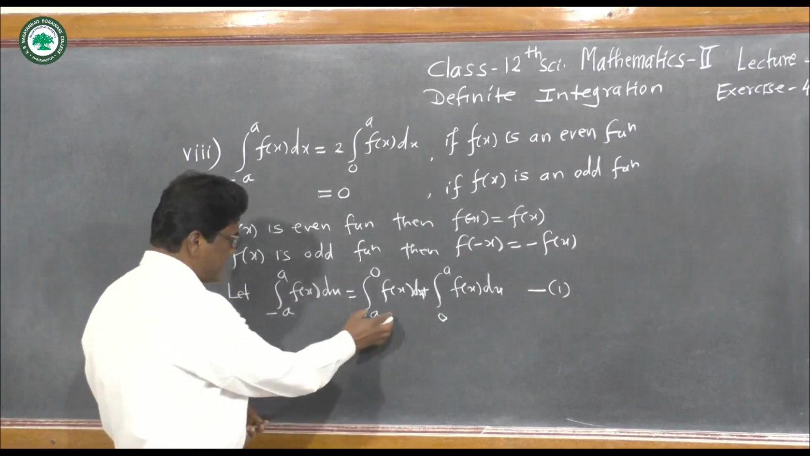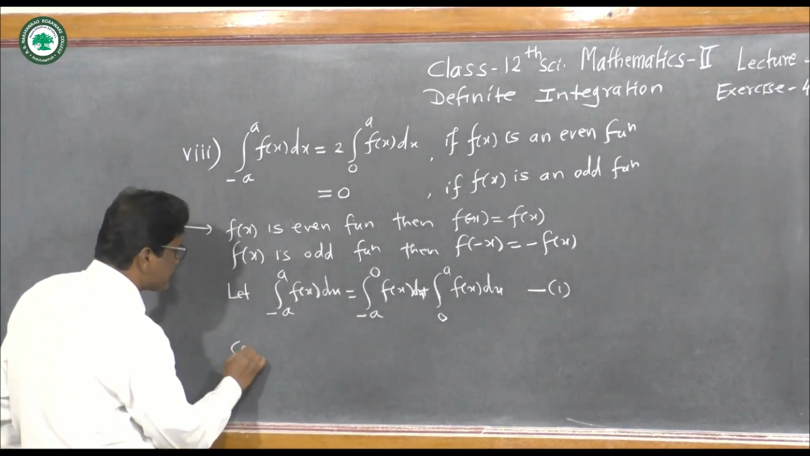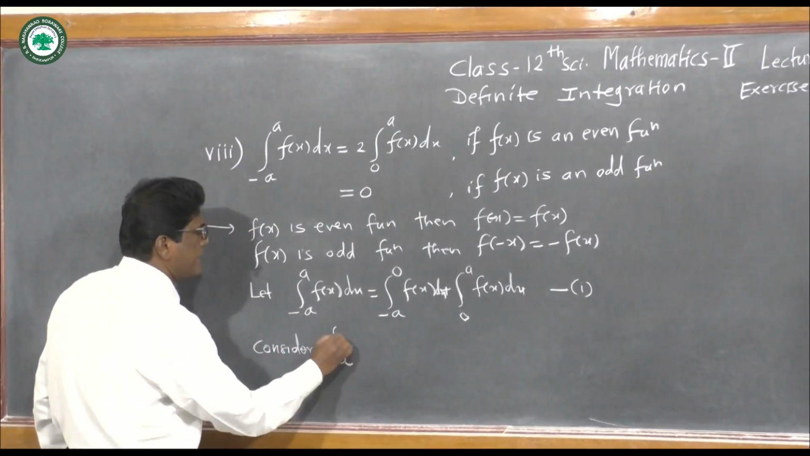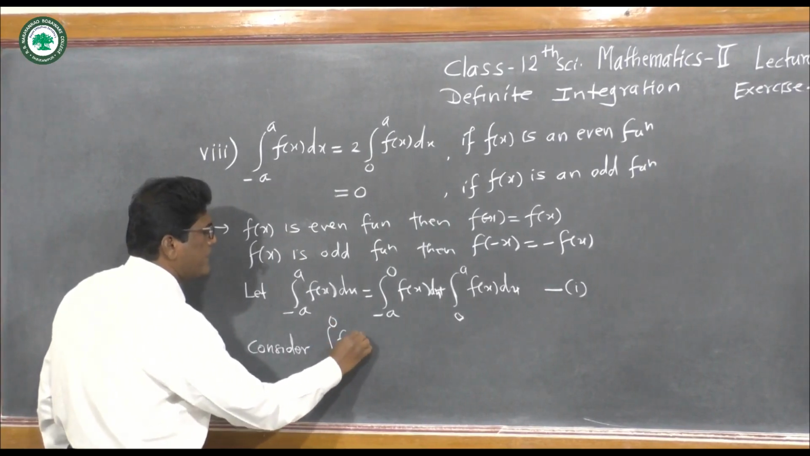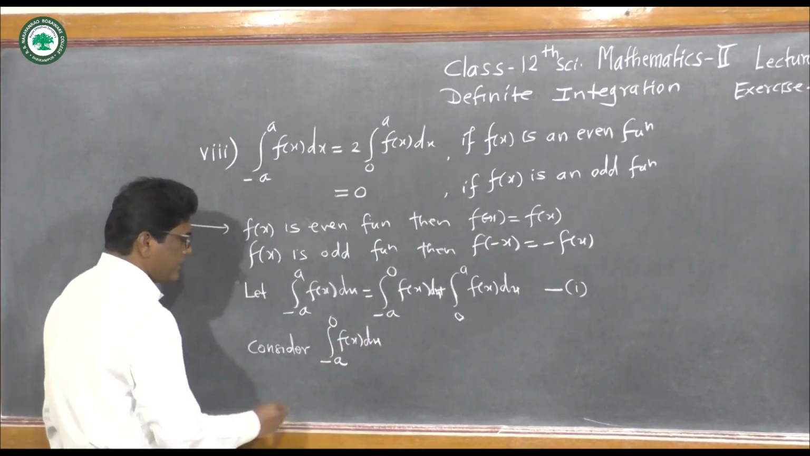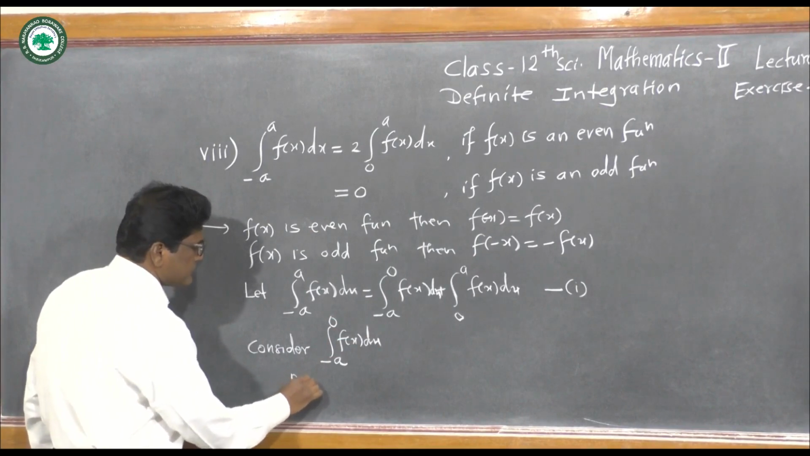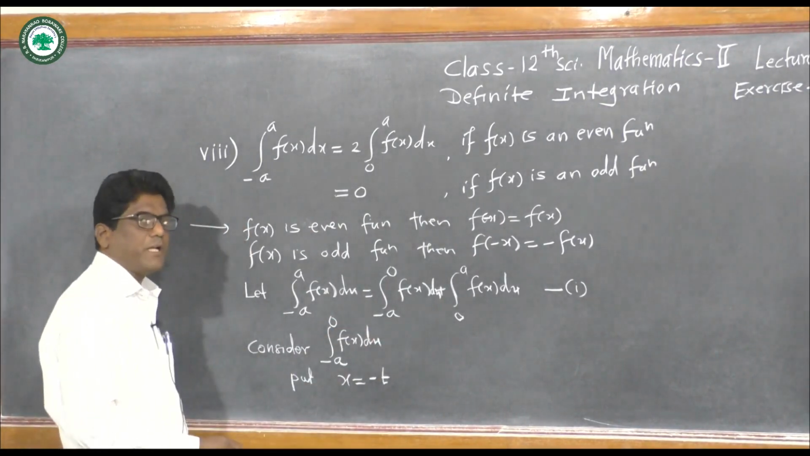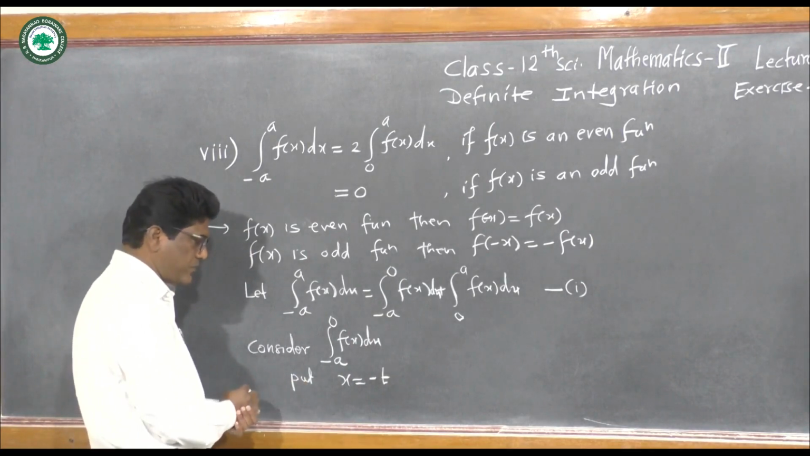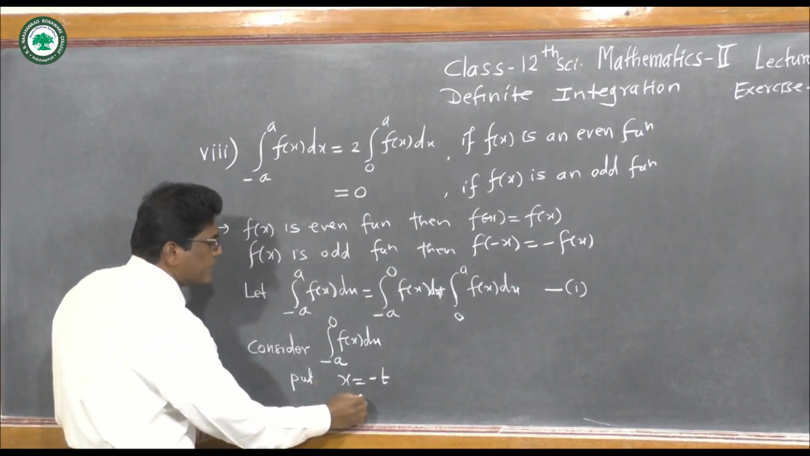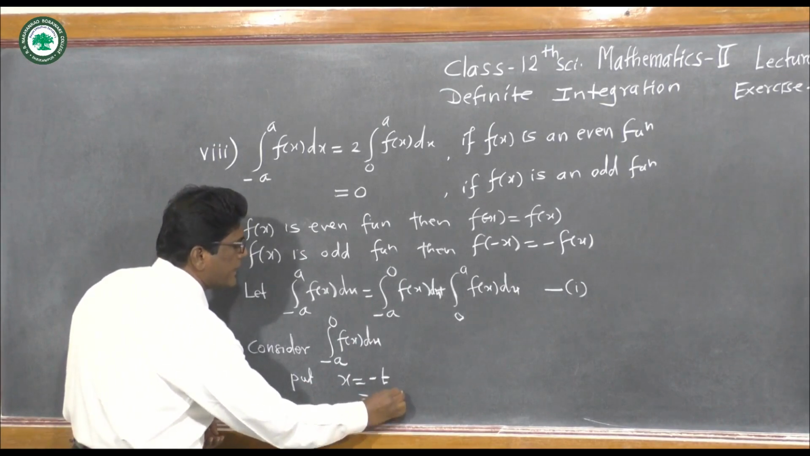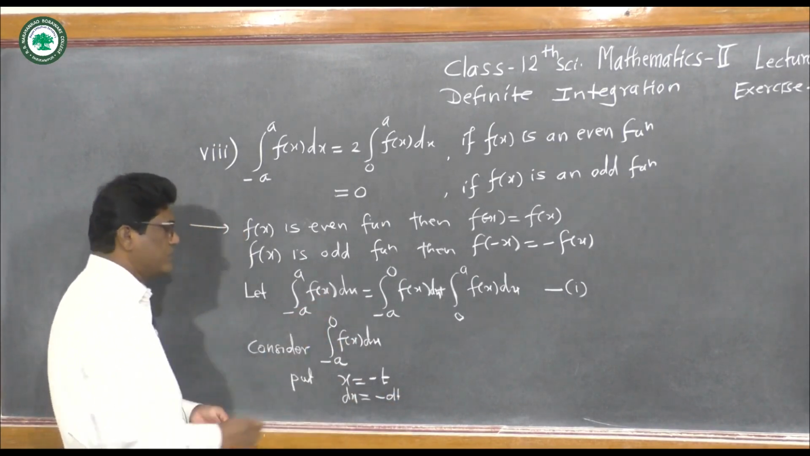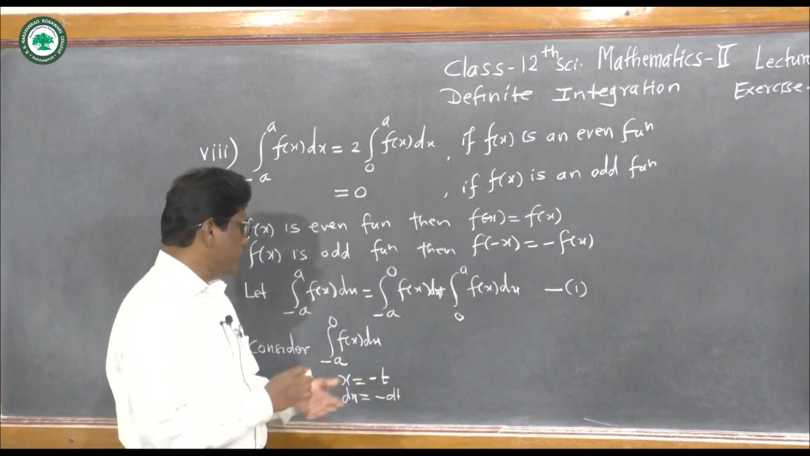Now consider integration from minus a to 0 of f of x dx. Put x is equal to minus t and differentiate with respect to x. The derivative of x is 1, it is equal to minus dt upon dx. Carrying that dx, 1 into dx, that is dx is equal to minus dt.